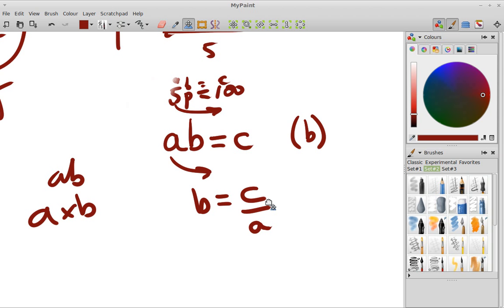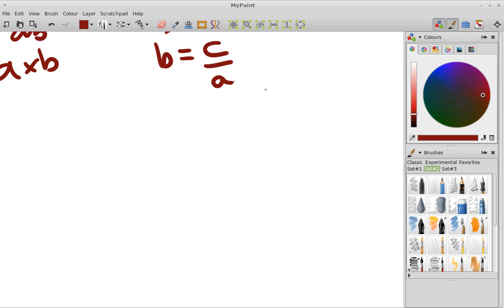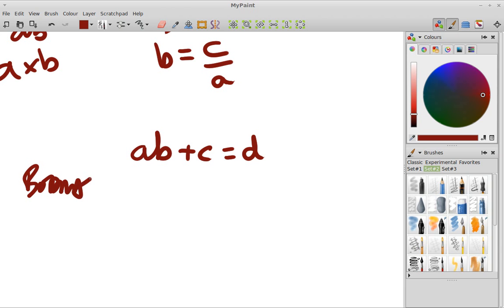Let's try another example then. Let's try AB plus C equals D. In this case, when you use things like BODMAS and BIDMAS, if you're not familiar with that, that's fine, it'll come to you. The term attached to the A, let's say in this case we want to get A on its own. The A has been times by B, and then you've got C added on at the end.